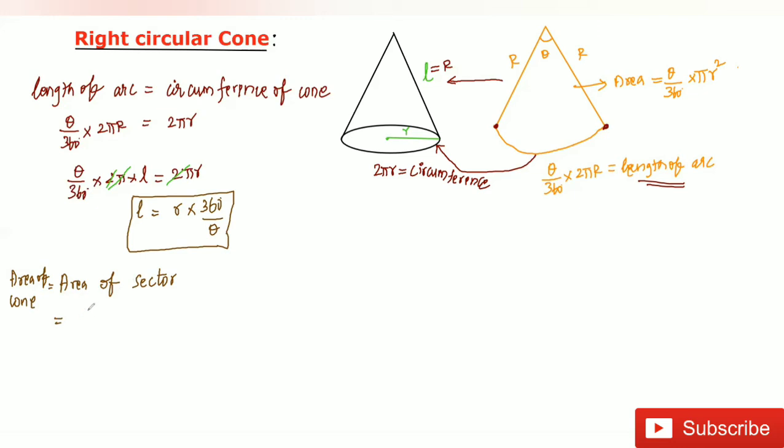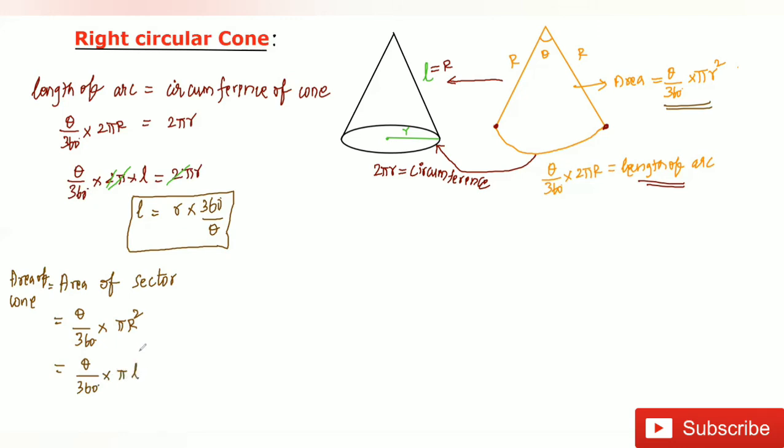So area of the sector, we know that formula. Here I have given theta divided by 360 degree into pi capital R square. The capital R, we know what that is: L. The L I'm substituting here. So theta divided by 360 degree into pi, and the R value I know.